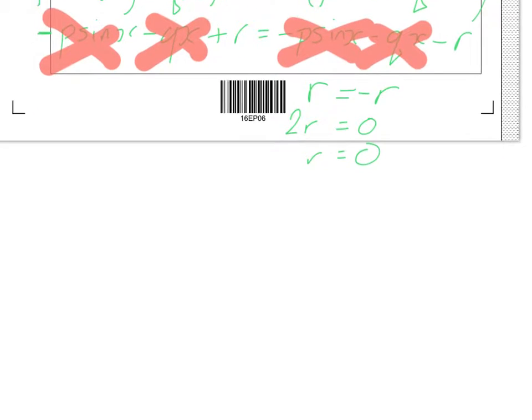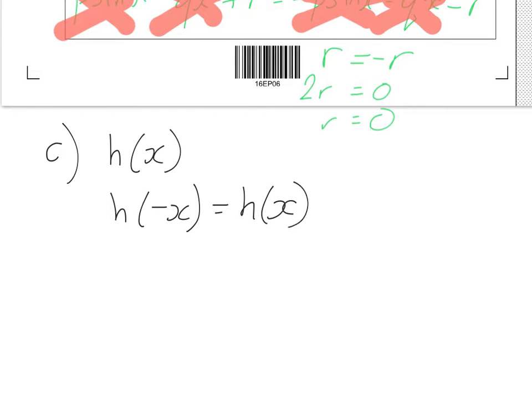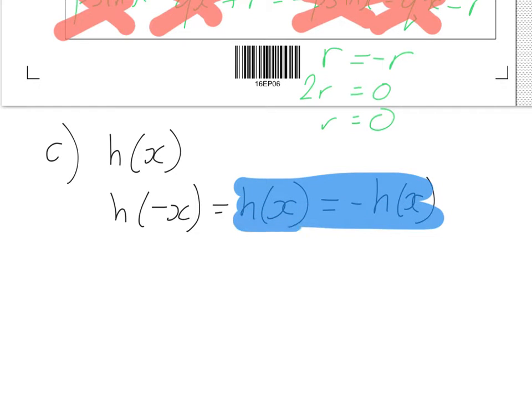Okay, the last part, best part of this question, is when we have a function that is both odd and even. So we've got h of x is odd and even. That means that h of negative x is both equal to h of x because it's even, and equal to negative h of x because it's odd. Now you might be able to figure out from that alone that the answer is h is 0. But if you can't, let's just take this equation.